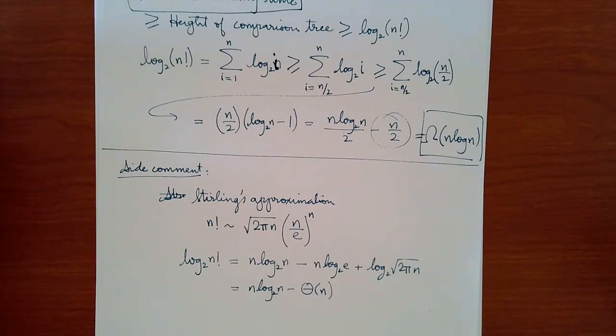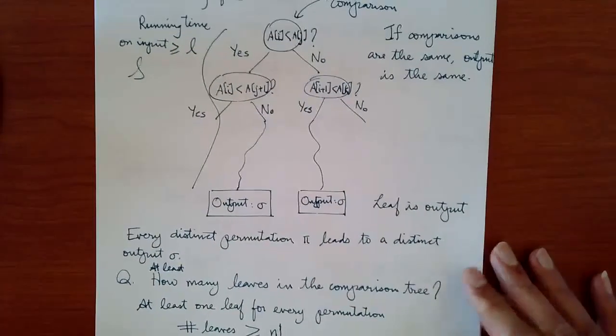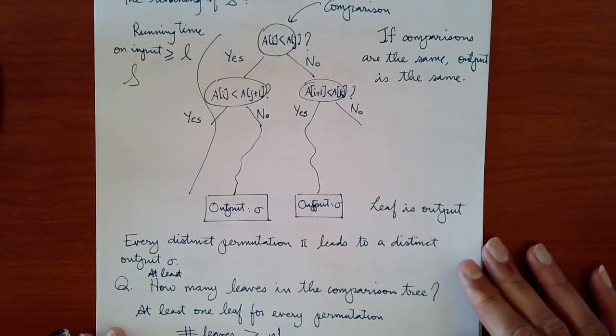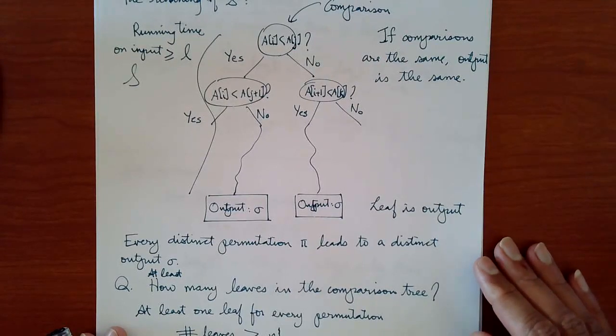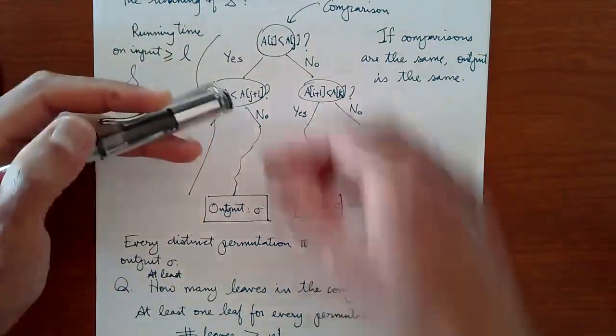Hey, Professor, I had one question. Yes. In that tree that you were showing us, are all the leaves the same height, or could some leaves be higher than others because there aren't as many comparisons needed? Like, what if it's already sorted? Good question. Some of the leaves might be higher up and some might be lower down.